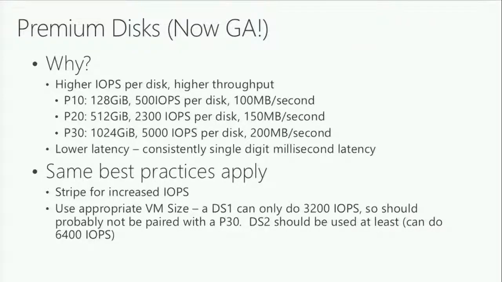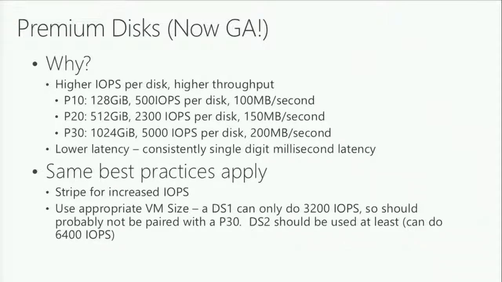Gets you higher IOPS per disk, and in addition to the higher IOPS per disk, also higher throughput. So you see the smallest disk, a P10, has 500 IOPS per disk, 100 megabytes per second, all the way up to a P30, has a terabyte of data, 5,000 IOPS, and 200 megabytes per second. So much higher limits than were available on standard storage. This is all SSD backed, so you're also going to get much lower latency, much more consistent latency than you maybe got with standard disk.